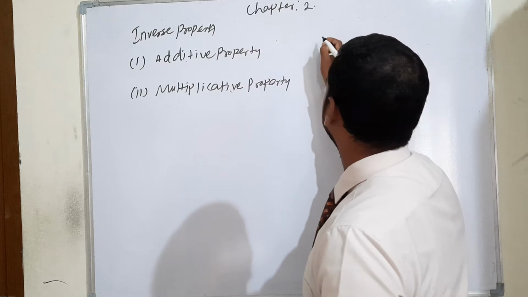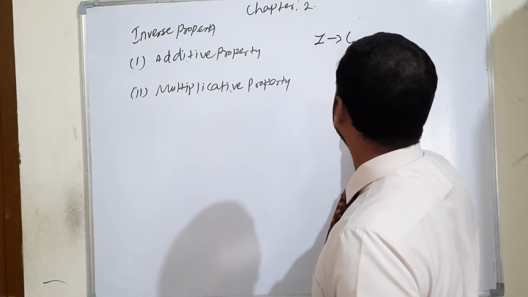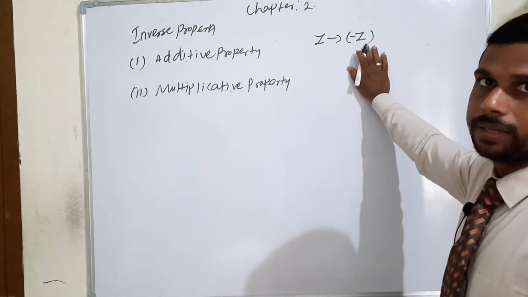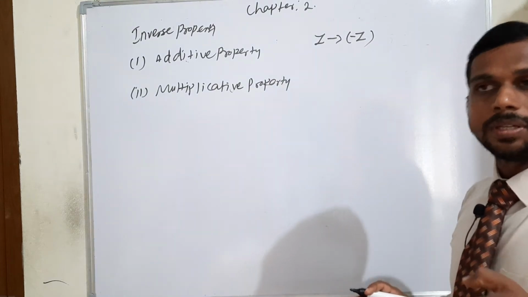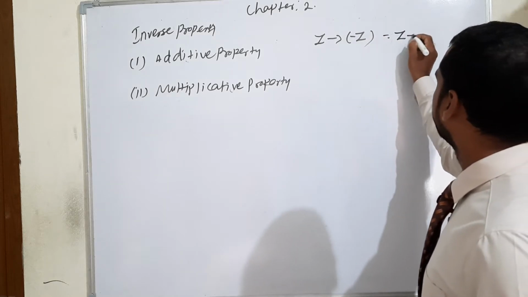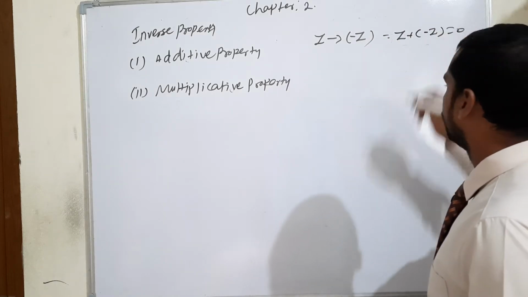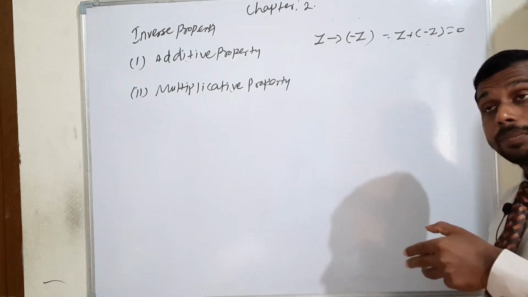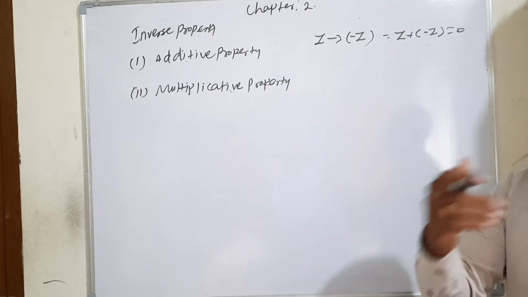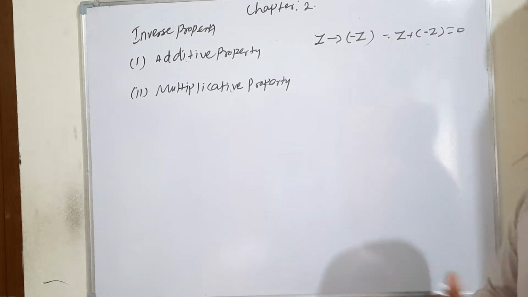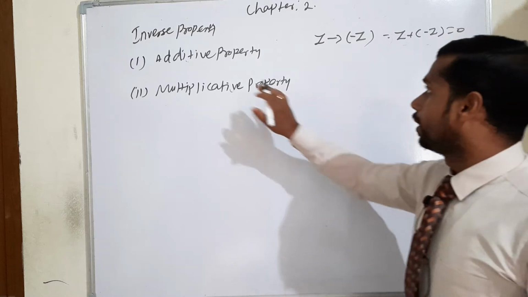Additive means if you consider z, you have to change the sign. So plus z means minus z. If it starts with minus z, you have to add positive z. Then z plus minus z gives 0. So if you have any complex number that is positive, just add the negative sign. If it starts with the negative sign, just add the positive. Then we get 0. That is the additive inverse.